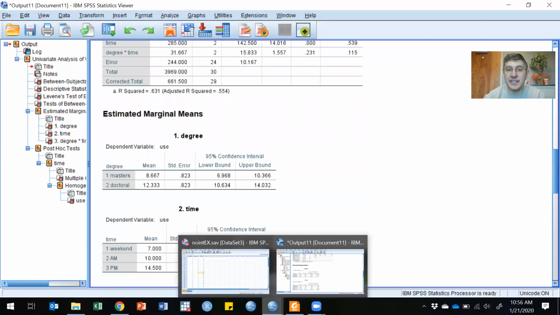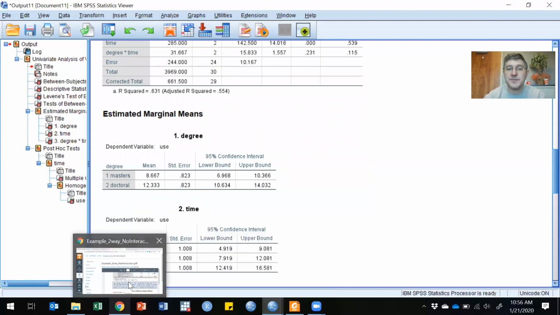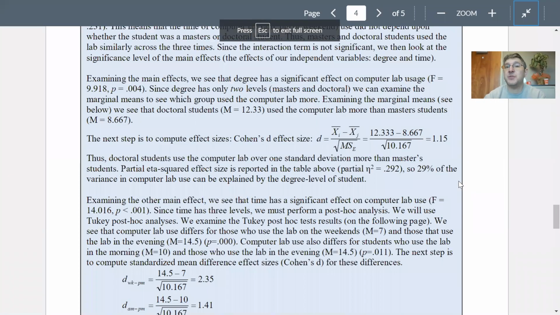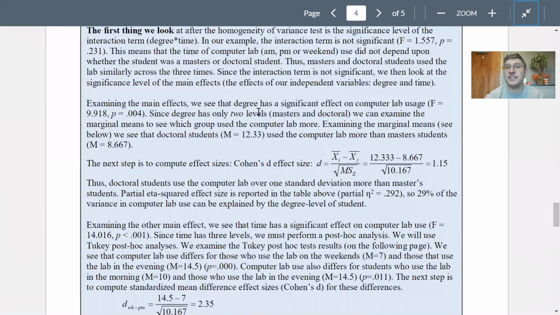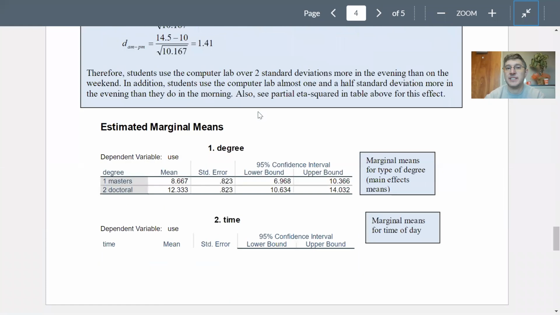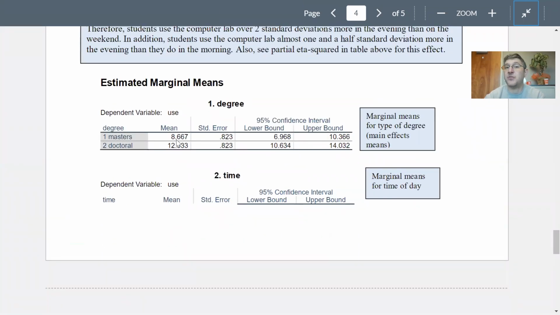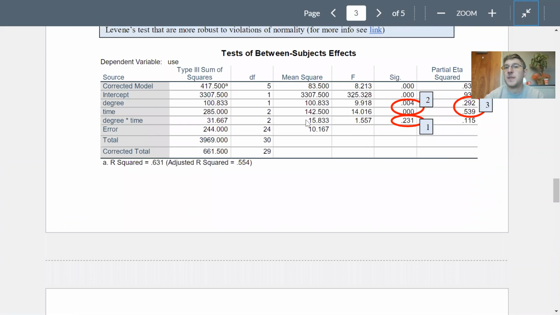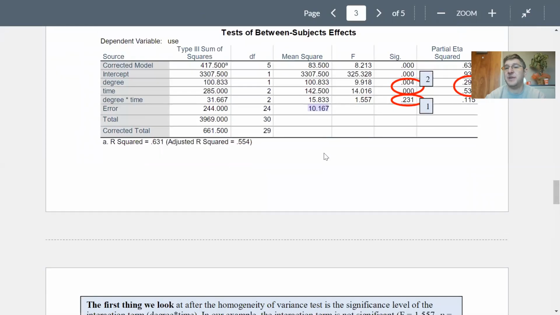In the example write-up, in my annotated write-up here, what we could also do is calculate Cohen's d effect sizes for that difference. So we could take the mean differences that were given in that marginal means table. The mean for doctoral, the mean for master students, subtract them, and then divide by the mean square error term that's given here. And we could calculate a standardized mean difference.